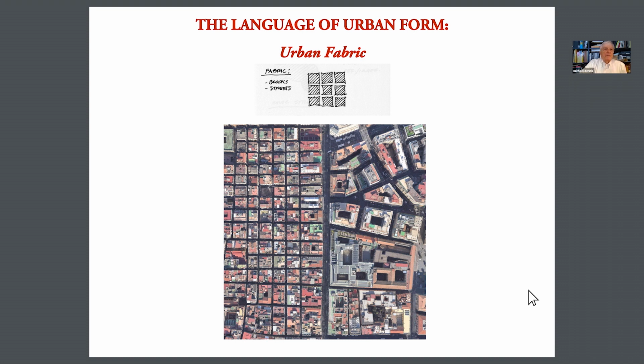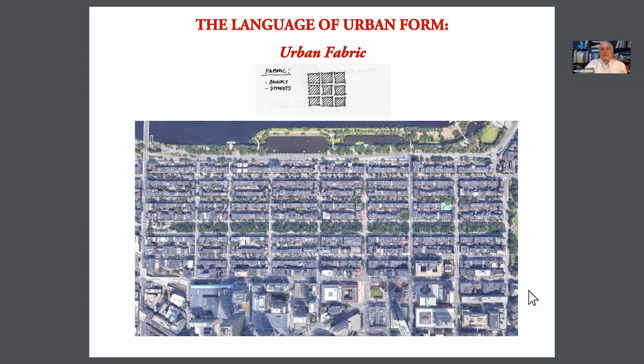This is Back Bay in Boston. Again, these blocks are 240 feet wide. These are 250. This is Commonwealth Avenue. And the length of these blocks varies from around 400 feet to around 500 or 600 feet long. And they have alleys and spaces in the middle.